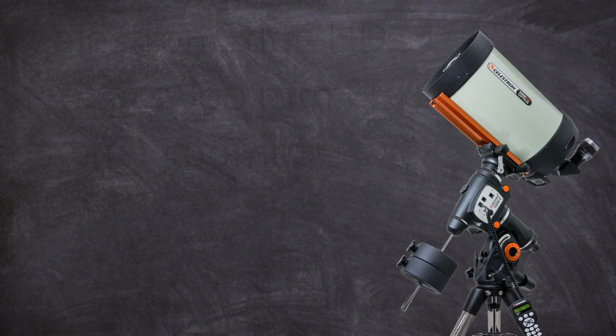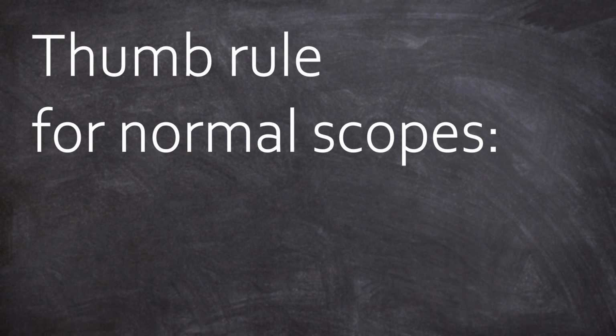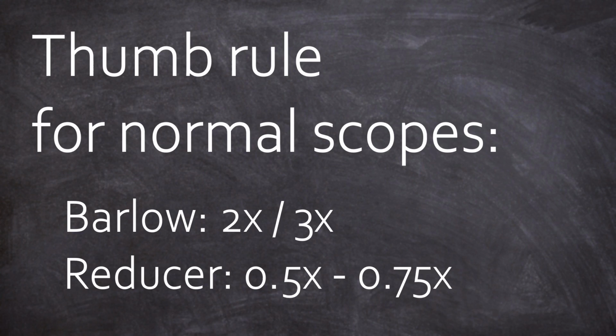Okay, so normally, for normal beginner scopes, go with a 2x or 3x Barlow lens for planets and moons and close-ups, cool. And a 0.75 reducer for wider shots, that's just fine. But never overdo it in both directions.